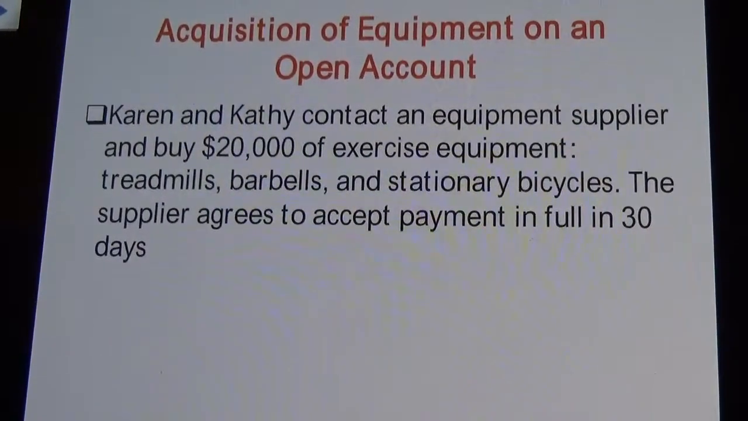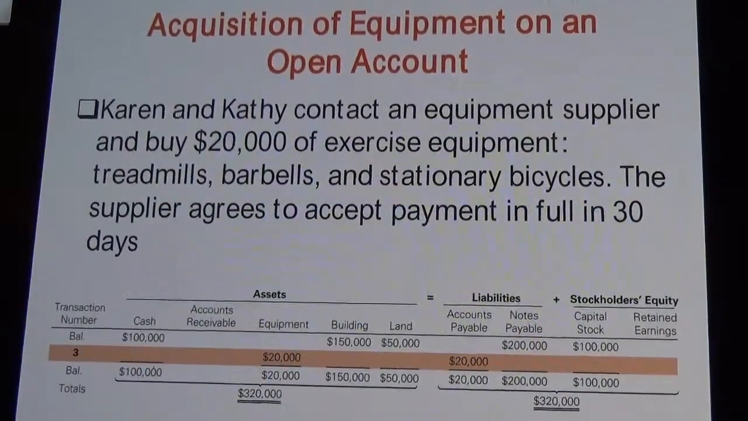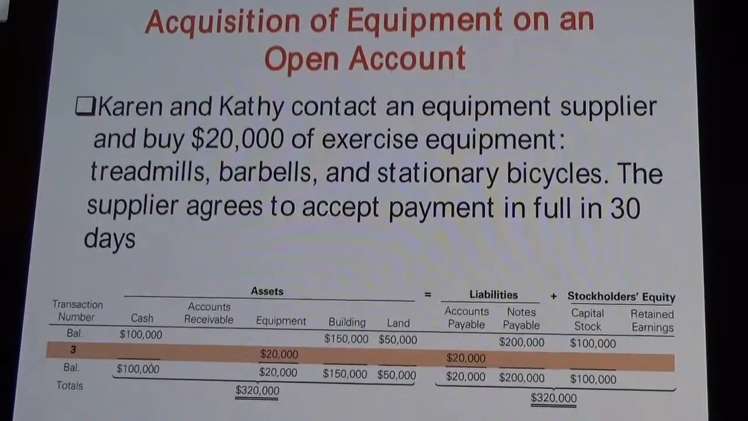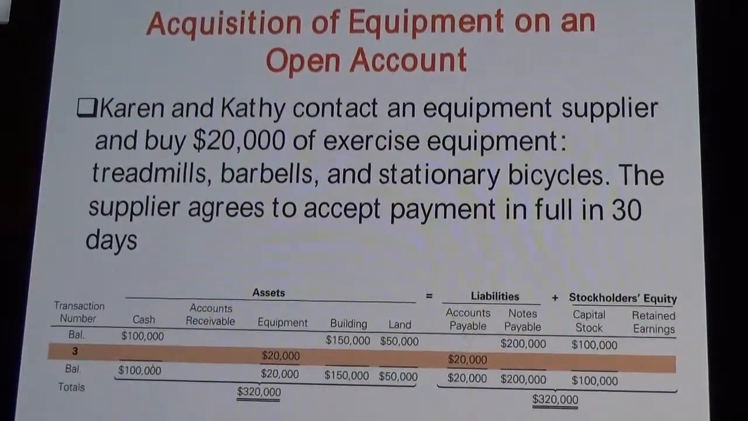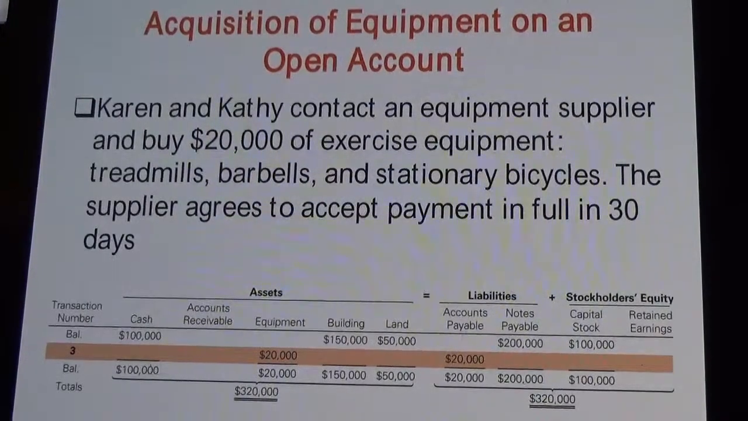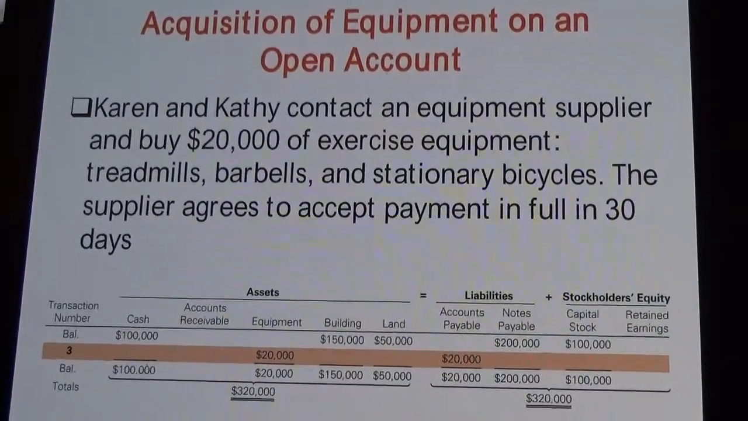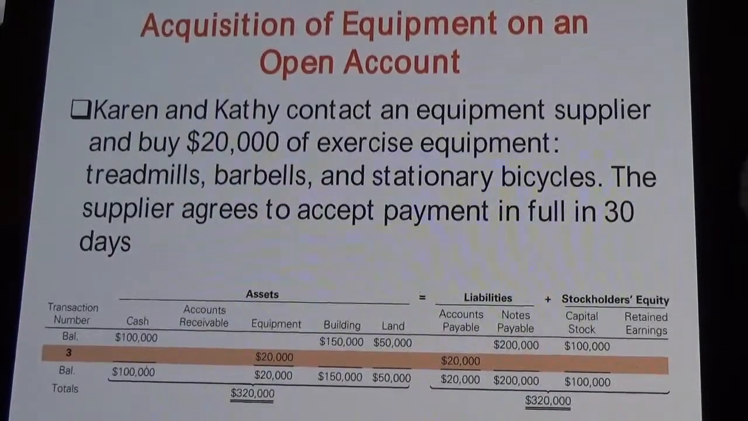So this is simply going to be accounts payable that we're going to use for this transaction. So we are going to increase our assets. In this case, the equipment asset increases by the $20,000. And then on the other side of the equation, accounts payable is going to increase by $20,000. And you'll notice if we total everything up, we're still in balance for that equation as a whole.